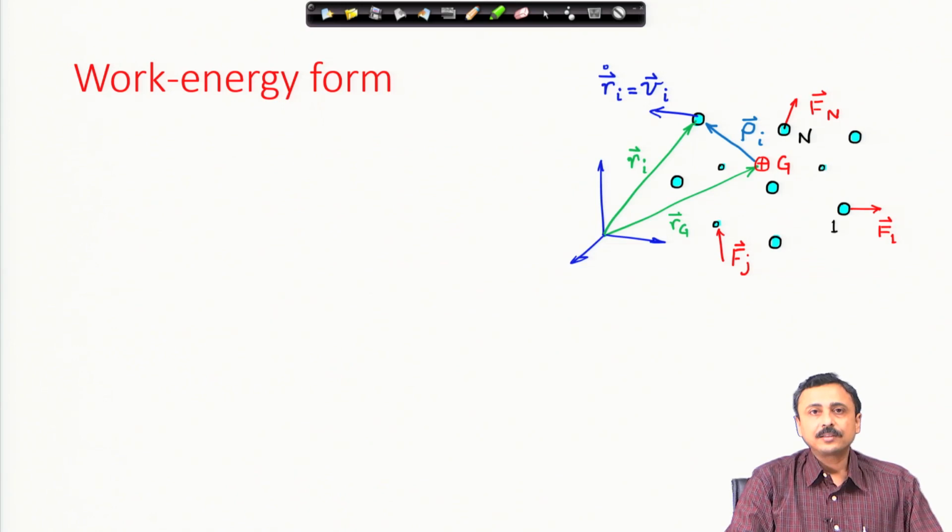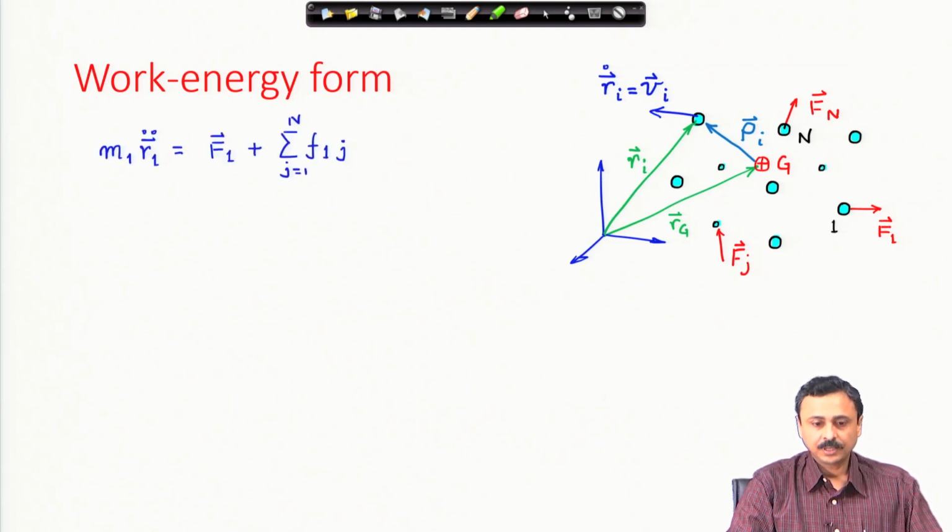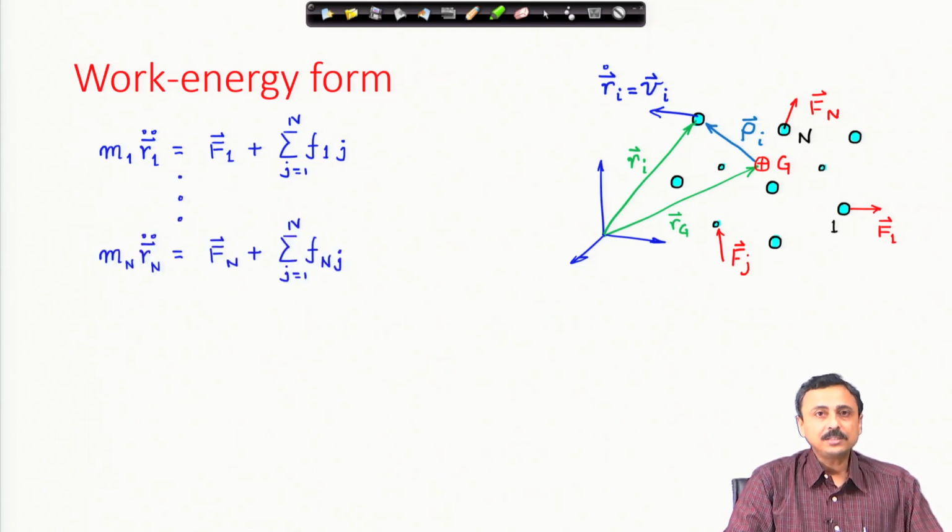Next, we will look at the work energy form of this generalized Newton's second law. For the ith particle, let us say for the first particle, I can write Newton's second law: mass of the first particle times acceleration of the first particle is the external force acting on the first particle, plus the summation of all the internal forces because of the other n minus 1 particles, from 2 to n. Like this, I can write Newton's second law for all the n particles.